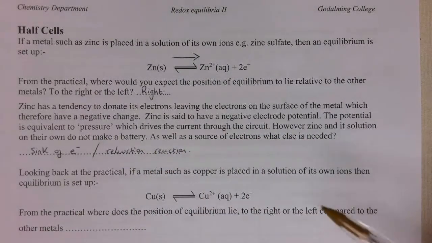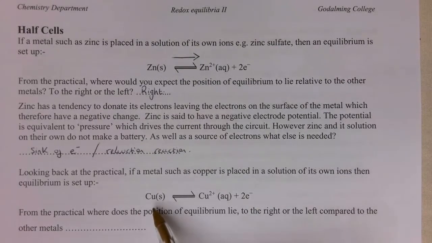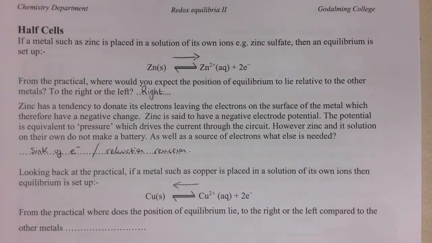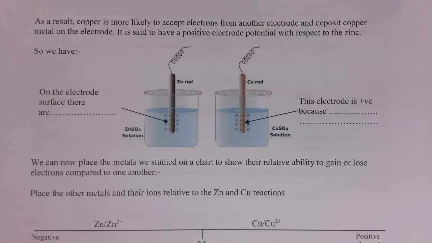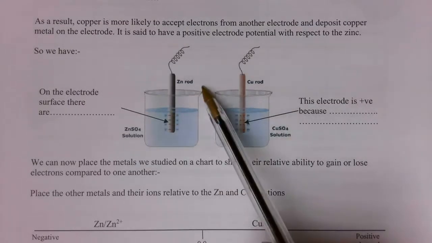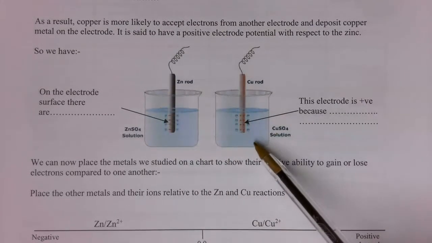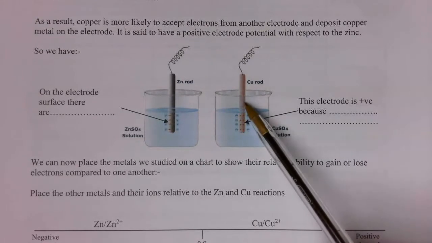If I do the same thing with copper, again, still a reactive metal, but this time if I set up this equilibrium, it lies over to the left-hand side compared to most other metals, or at least compared to zinc. And this is because the copper is not such a reactive metal. So if we have these two reactions set up, I've got zinc in this beaker, zinc solution and a zinc rod, and in this solution I've got copper solution and a copper rod.